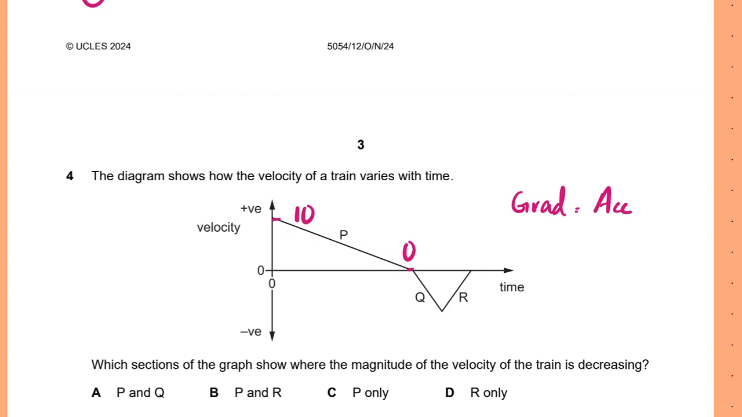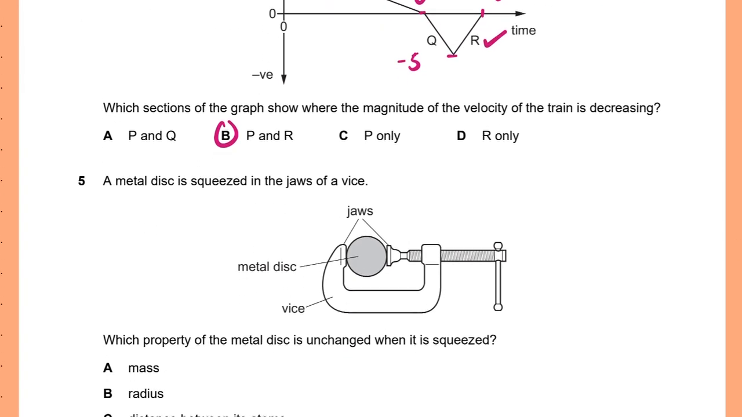Now from here to here, let's say that this value is like -5. So here it's going from 0 to -5, and if I just talk about the number, ignoring the sign, then that's getting bigger. And here it's going from -5 to 0 again. So again, ignoring the sign, it's going from 5 to 0, so the magnitude is again decreasing. So it's P and R, which is option B. Let's go on to the next one.